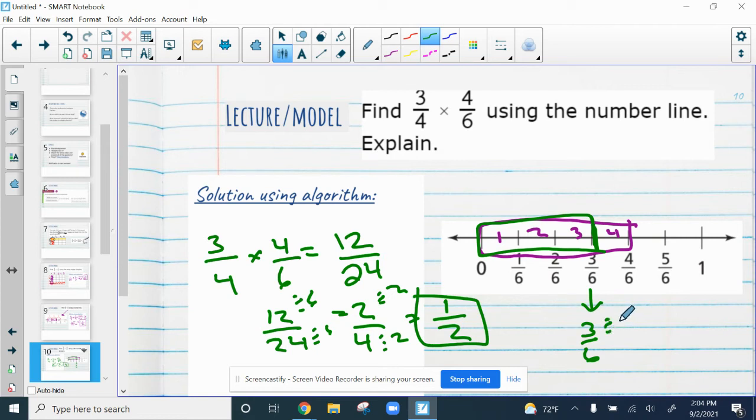And also remember, 3/6, if you divide those both by 3, is also 1/2. So that is why that works. All right, let's keep going.